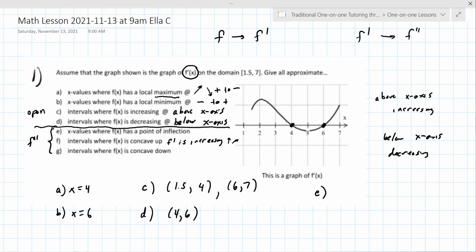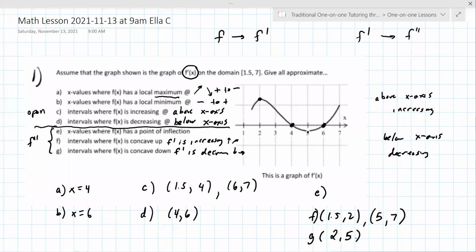So it's increasing from 1.5 to 2. We're doing this out of order, but I'm sorry. And then here at 5, there's a min, and it's increasing from 5 to 7. And then it's concave down where the derivative is decreasing, so where it's going down and to the right. That occurs from 2 to 5, because it's going down and to the right.